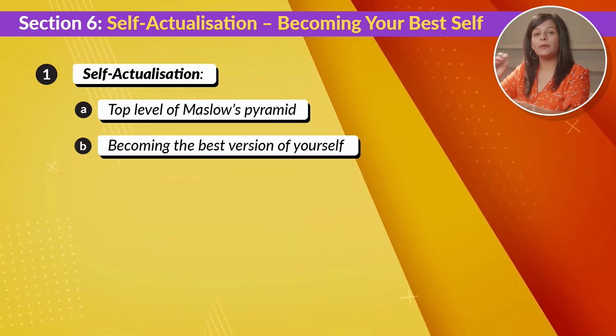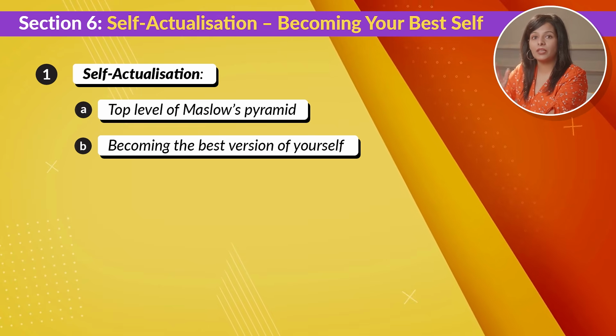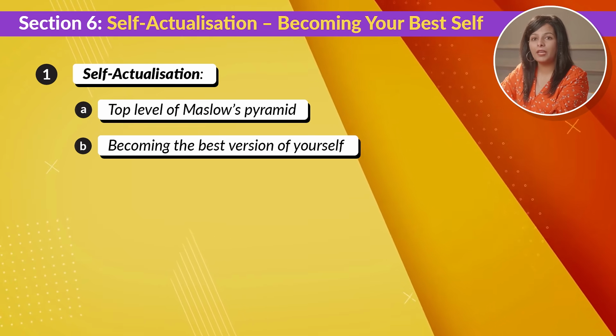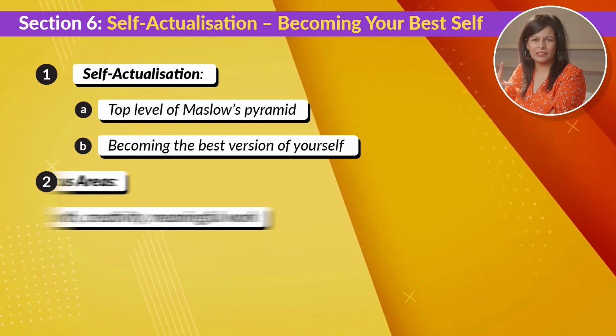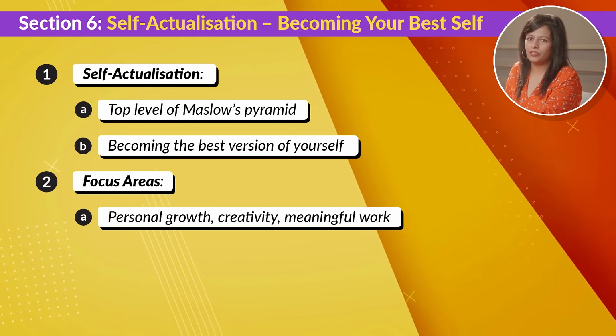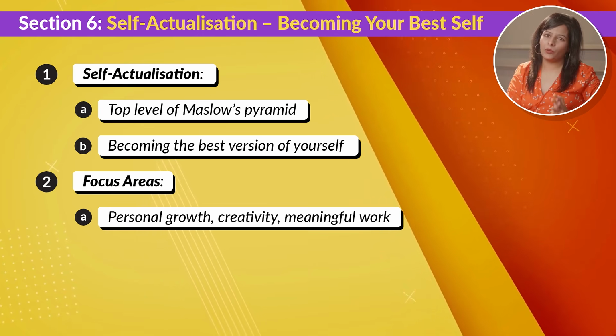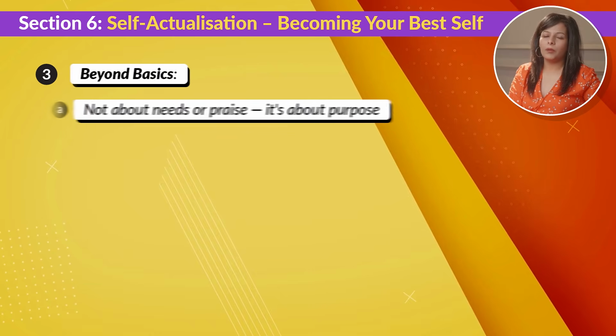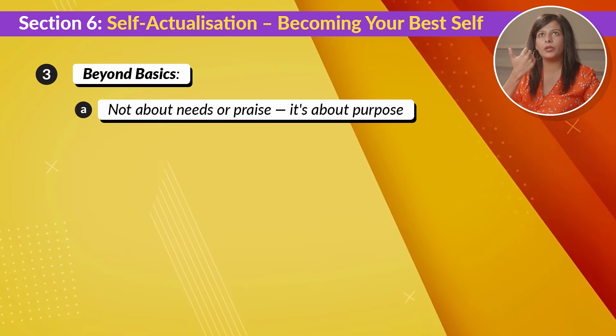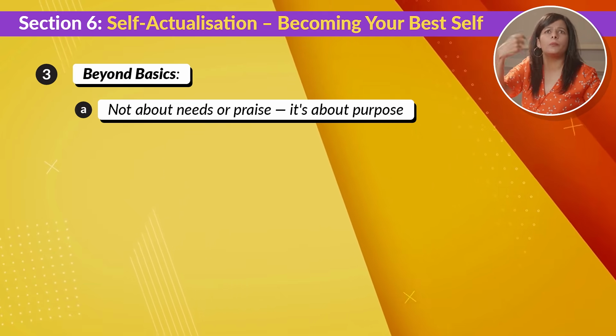Finally, we reach the top, self-actualization. This is the highest level in Maslow's hierarchy. It means using your full potential and becoming the best you can be. At this stage, you focus on personal growth, creativity, and doing meaningful work. It's not about basic needs or recognition anymore. It's about fulfilling your own goals and purpose.